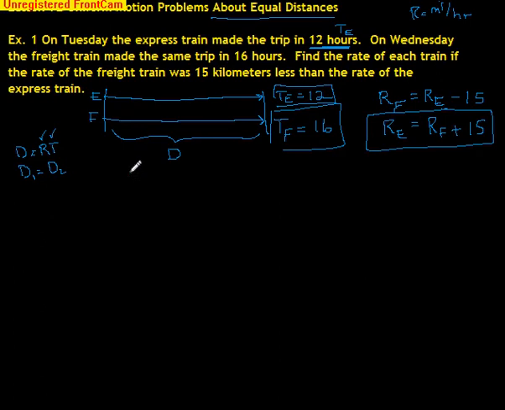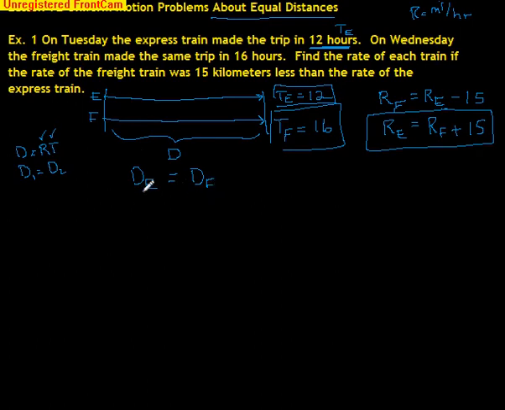The distances are going to be the same. So the distance of the express train is going to equal the distance of the freight train. So let's get all our equations written out and out of the way, and then we can start substituting. Every time we have these equal distances, the first thing you want to do to get started is to set the distances equal to each other.